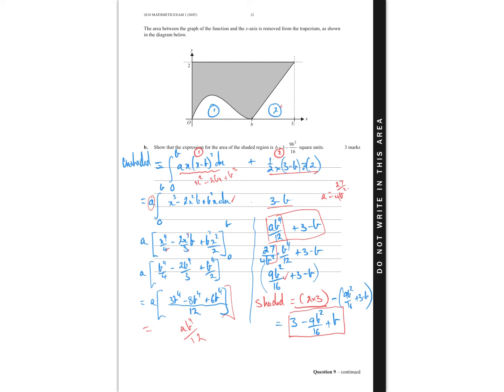All right. So look, I think it's doable. Just have it set out nice and cleanly, nice and clearly. Area is equal to b plus.